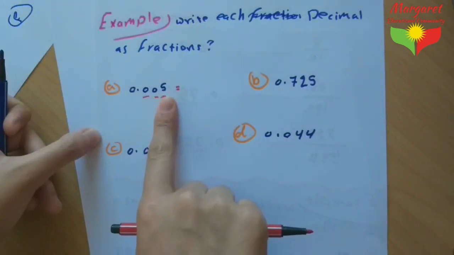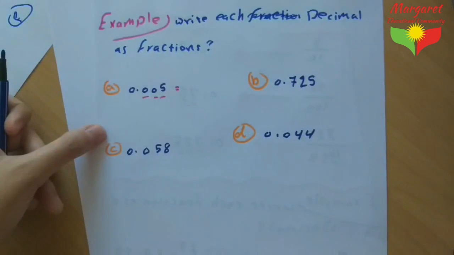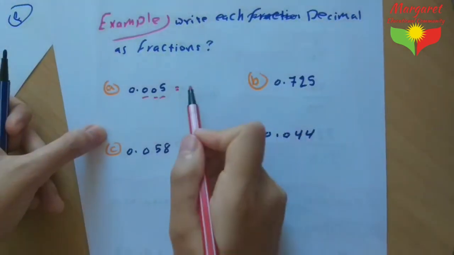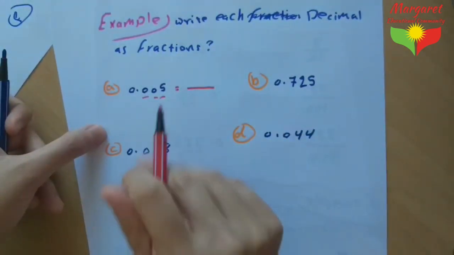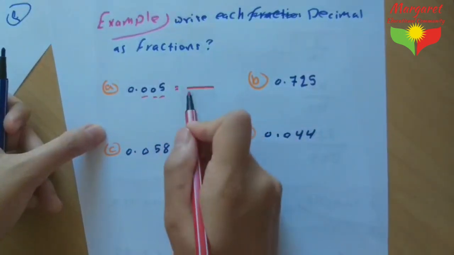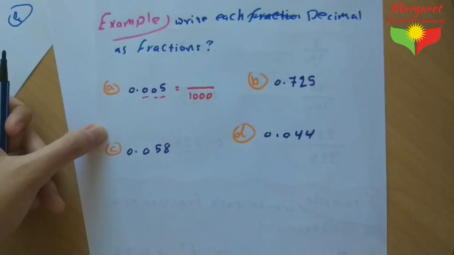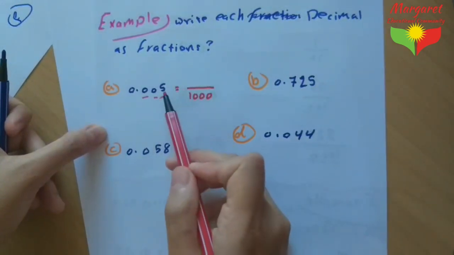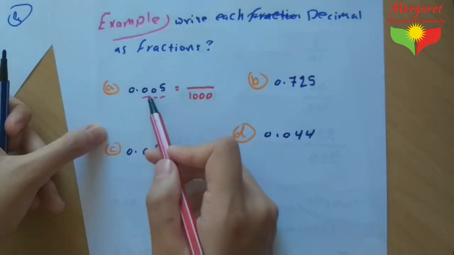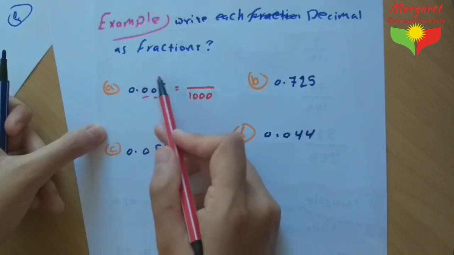5 thousandths. Because we say thousandths, to write the fraction, for the denominator you must write 1000. And for the numerator you must write each number that comes after the decimal point.